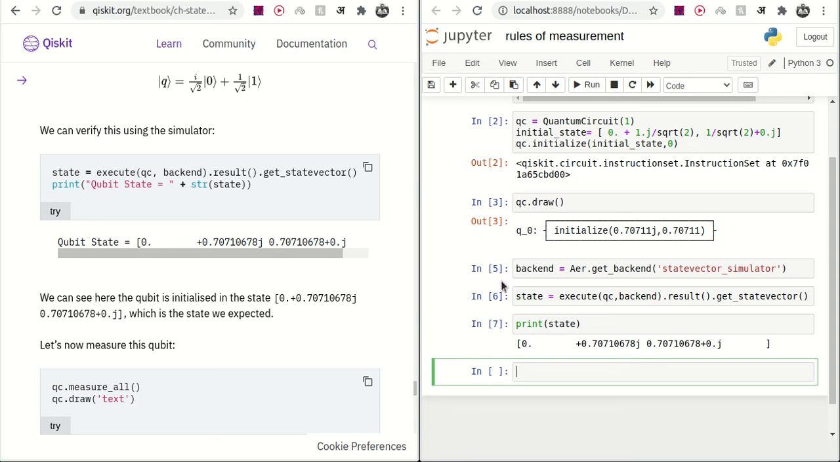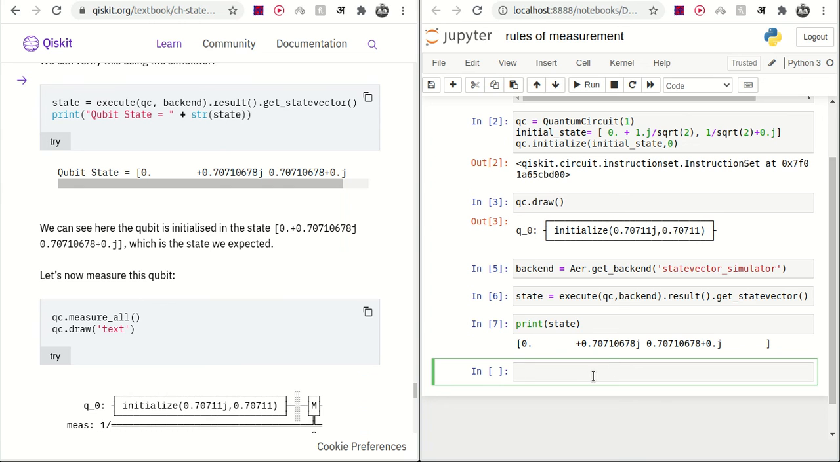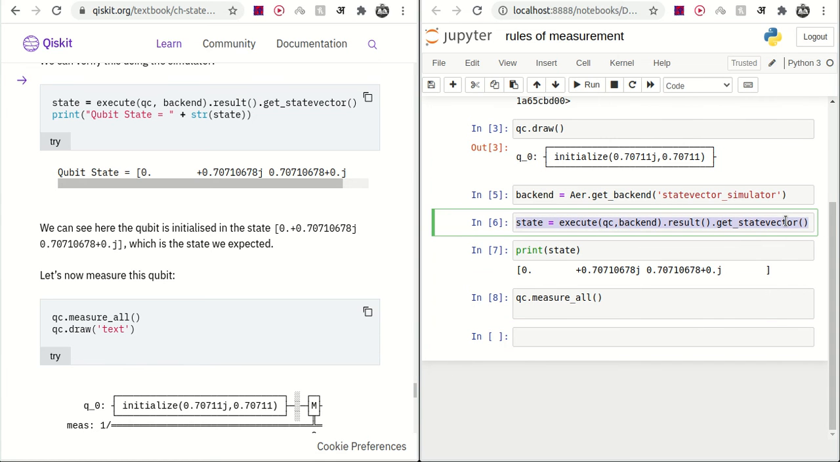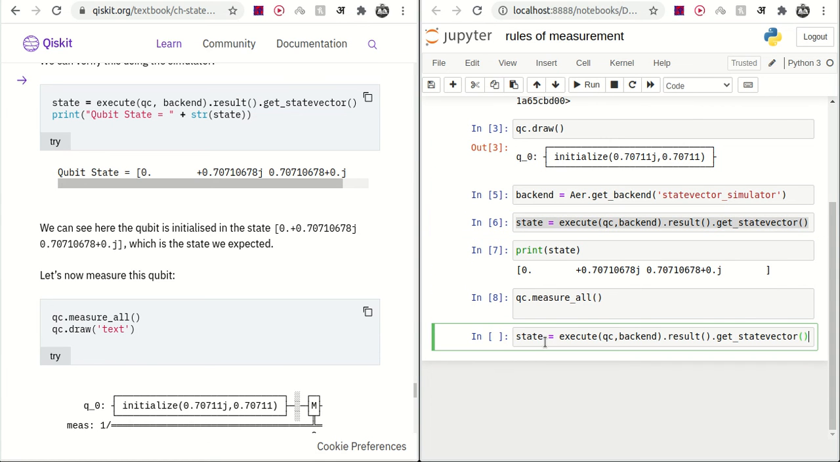You can see here the qubit is initialized with this, which is the state we expected. Now let's measure: QC dot measure all, and now QC dot... Okay, so now we repeat this process after measurement and print the state. This will be our post measurement state.